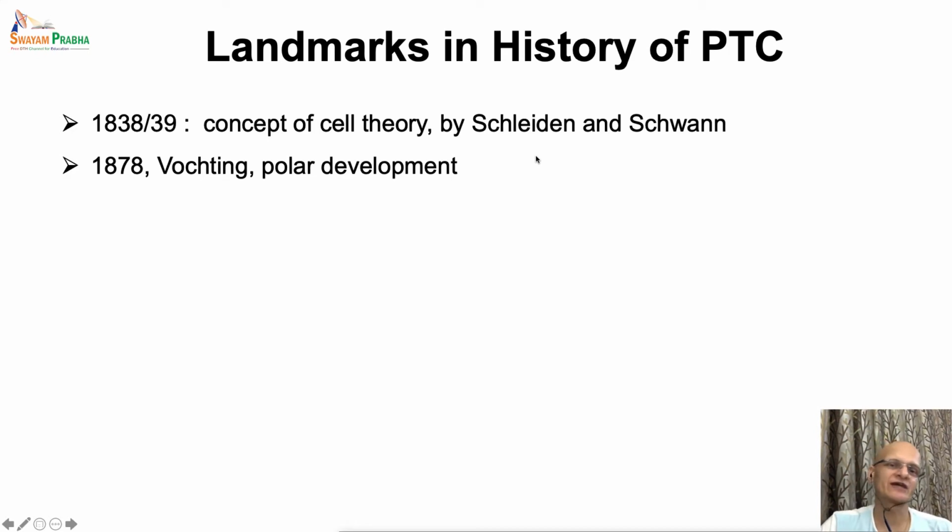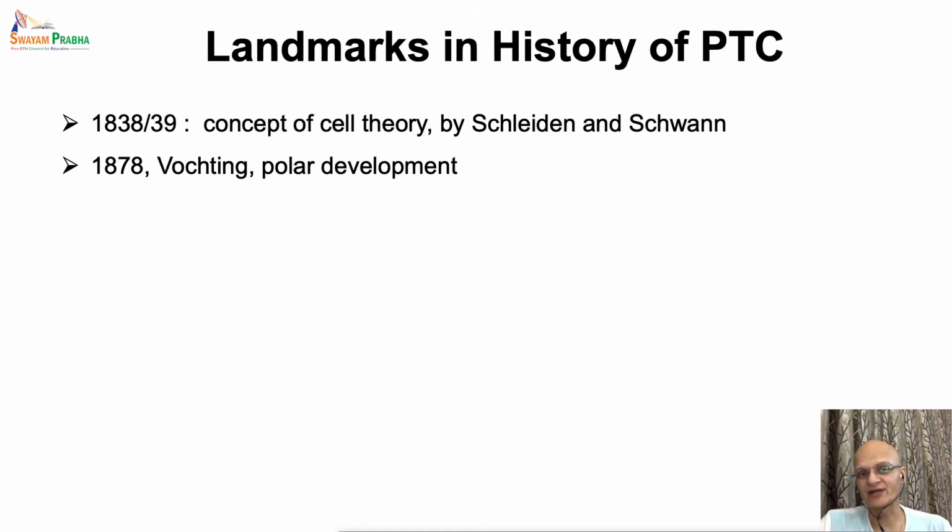Several people started working after looking at cells in the microscope, and in the plants also people started working with the plant development. However, one major development was reported in 1878 by Vöchting, where he talked about the polar development in plants. Basically, he showed that the upper part of the stem segment always produce the buds or the shoots, whereas the lower part of the segment may produce roots or a callus-like structure.